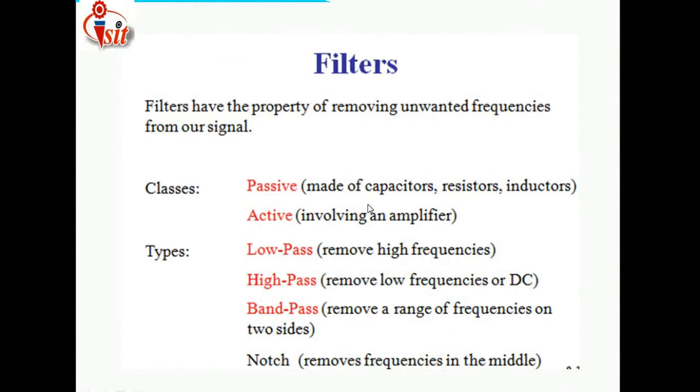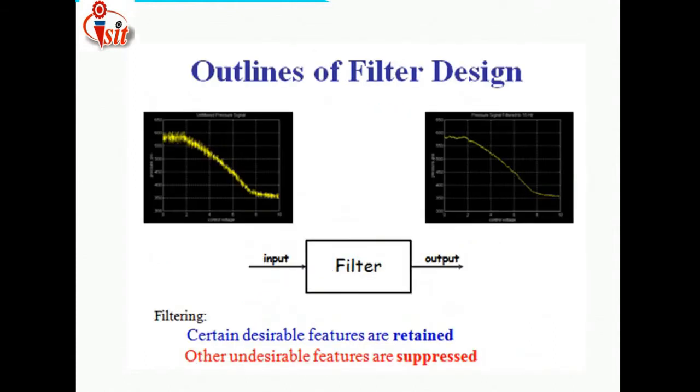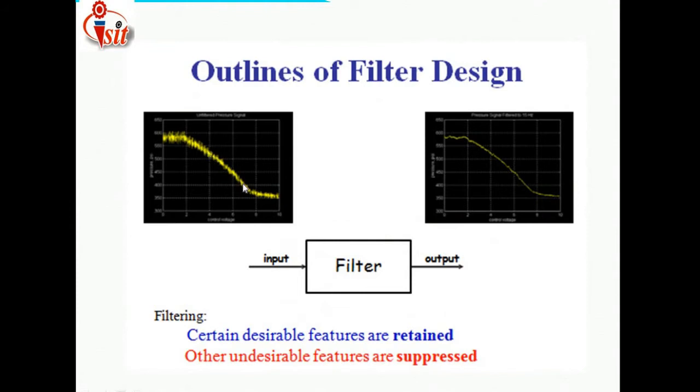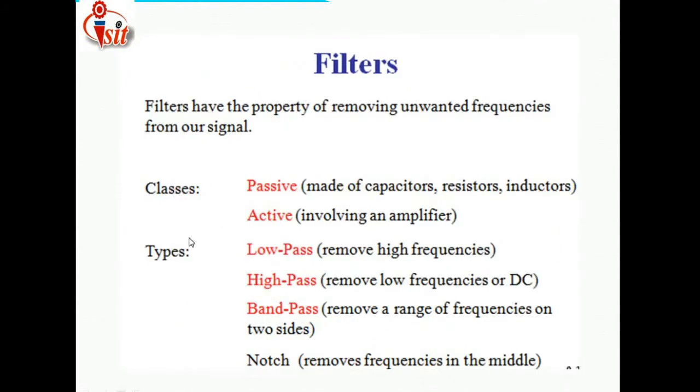Filters have the property of removing unwanted frequency from a signal. That means, as in the previous lecture, the unwanted frequency, whatever noise is present, is removed in the output signal. According to that, filters are categorized into two different types. The first is active and passive, and the second relates to the type of filter: low pass filter, high pass filter, band pass filter. These are the types of filters.